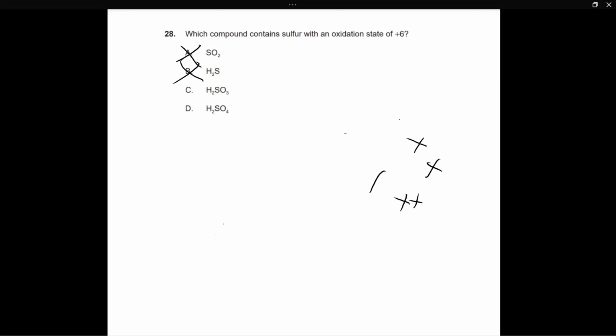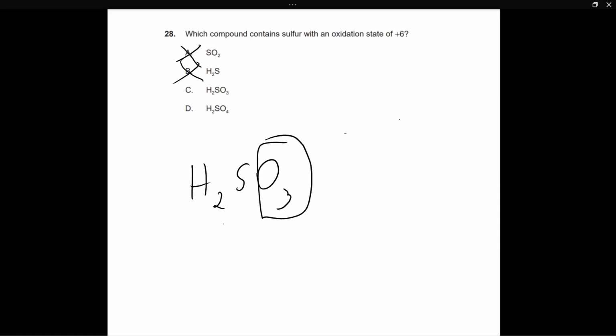Now let's take a look at the next part, H2SO3. Again, same concept. Oxygen is the most electronegative substance in this compound, so we assign it the negative charge. Since there are 3 oxygens, it will have a total combined oxidation state of -6, because remember, each oxygen has an oxidation state of -2. So times 3, that would give us -6.